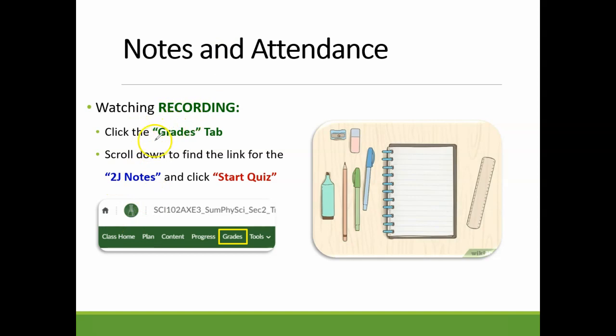So at this point, please go ahead and go to your Grades tab and open up your 2J notes. Links are in your Grades tab, just like always. Once you click on the link to your notes, you can go ahead and click Start Quiz.